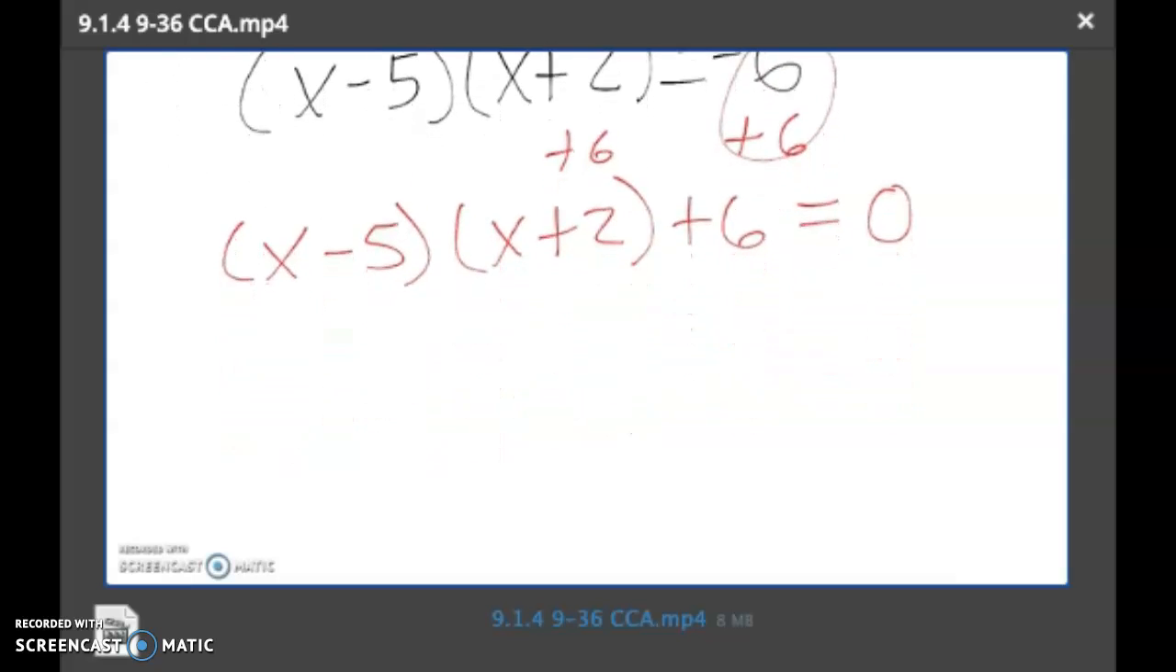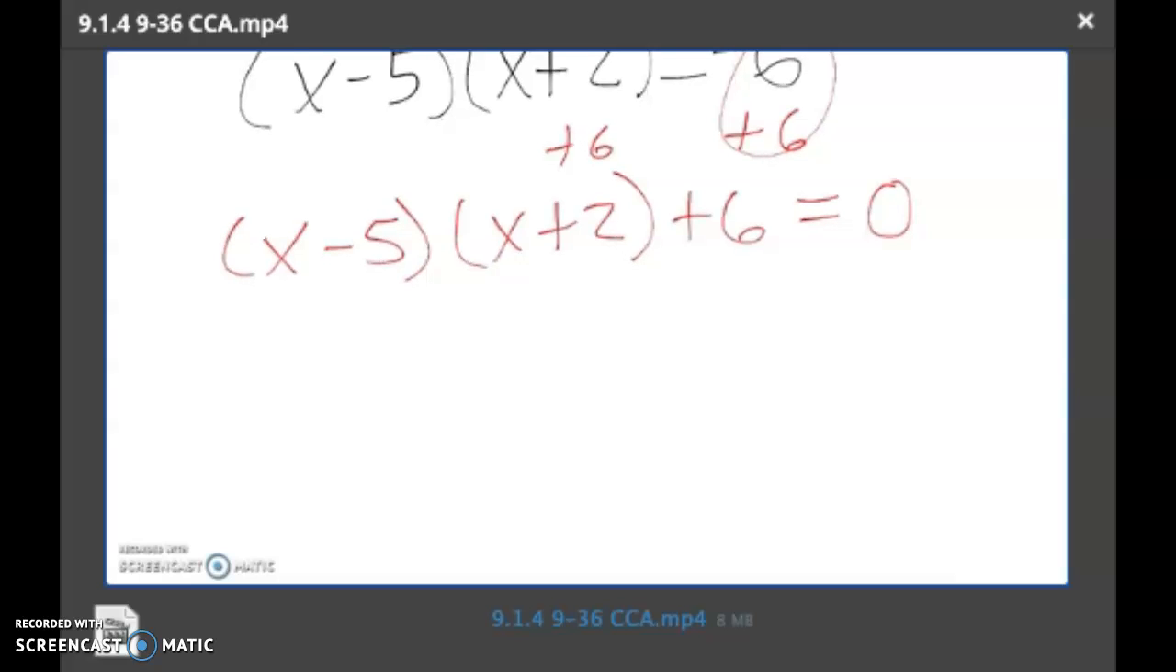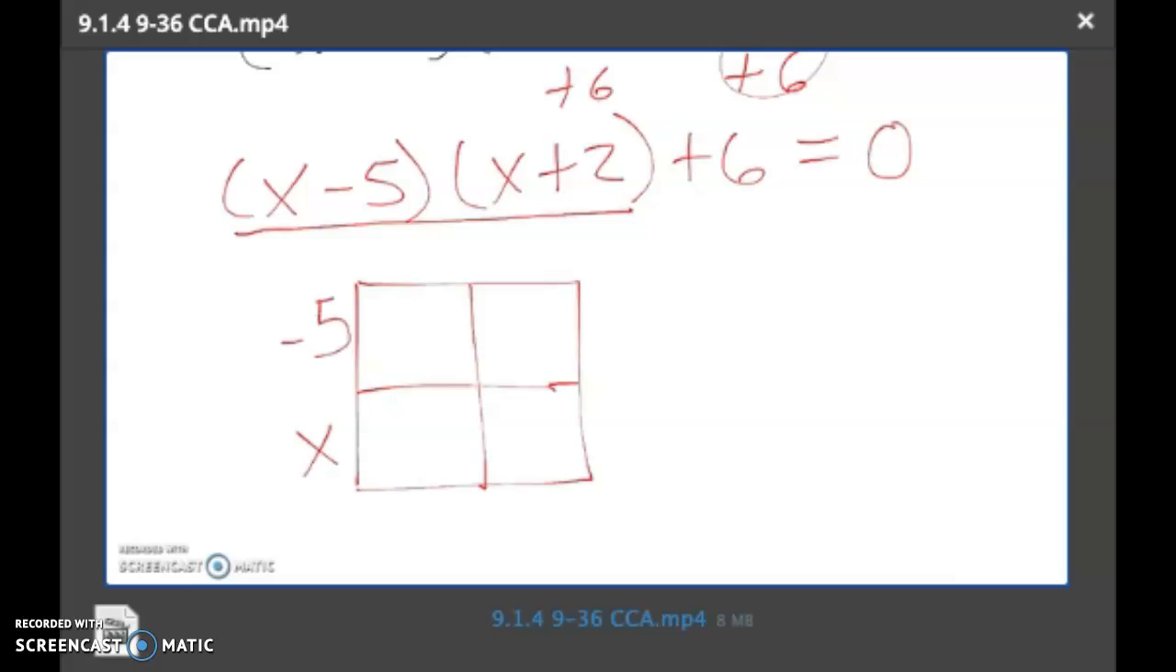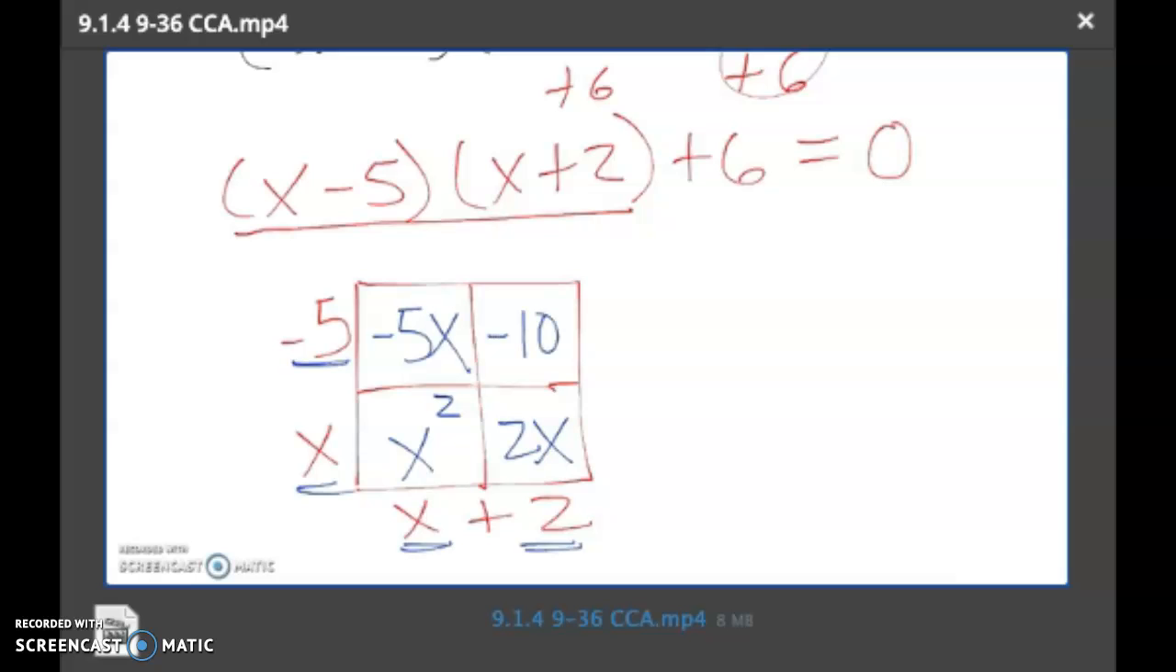All right. So now I'm going to need to take my generic rectangle and multiply those two factors together. So I'm going to do that. So I have x minus 5 times x plus 2. So x times x gives me x squared. x times negative 5 gives me negative 5x. And x times positive 2 gives me 2x here. And then for that top right-hand corner, I have 2 times negative 5, which gives me negative 10.